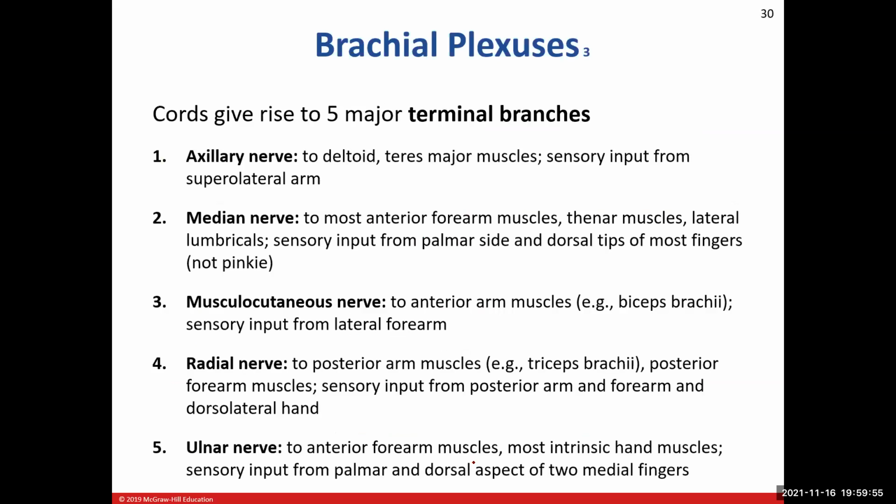Now, look, I don't expect you folks to know all that, but this is really what I want you to learn right here: the terminal branches that occur after we're done with the cords here. Right?